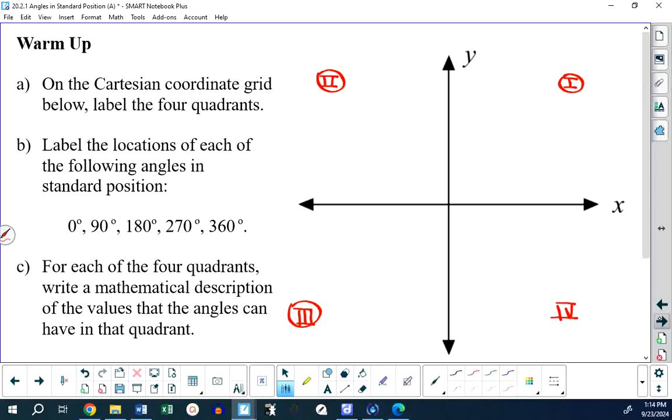So we're asked to label 0 degrees, 90 degrees, 180 degrees, 270, and 360 in standard position. Well, 0 degrees is here. It's the starting point. If I take my initial arm and lay it on the positive x-axis and don't rotate it, then I've rotated it 0 degrees by definition. The angle at the top will be 90 degrees.